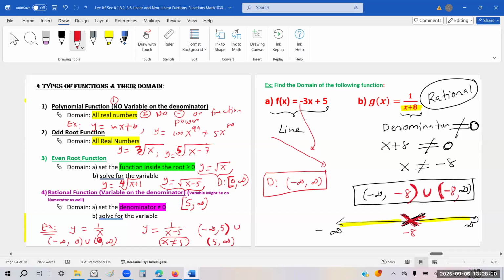So rational means denominator cannot be 0. Not x cannot be 0, okay? x can be anything, but what makes the denominator 0? x cannot be that number.